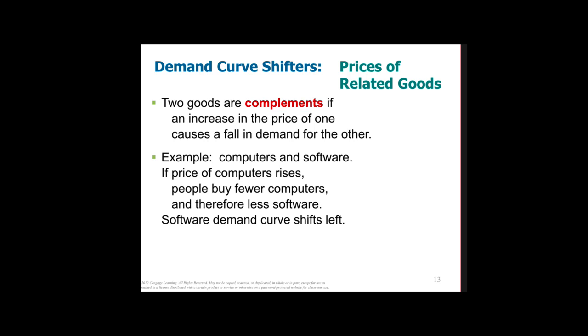Computers and software go together. Your computer is a brick if you don't have software to go on it. So as the price of the computer goes up, you're less likely to buy software. As the price of the software goes up, you're less likely to buy a computer. So with complements, the demand for the goods moves together. With substitutes, the demand for the goods moves in opposite directions. There's an inverse relationship between demand for substitutes, and there is a direct relationship between demand for complements. Do you understand the difference?